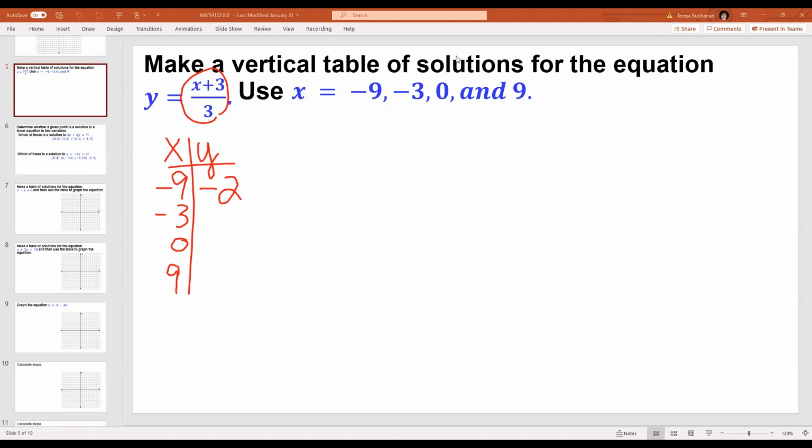Putting in the -3, I get a 0 in the top. 0 divided by 3 is just 0. Putting in a 0, I get 3/3, which is 1. Putting in a 9, I get 12/3, which is 4.